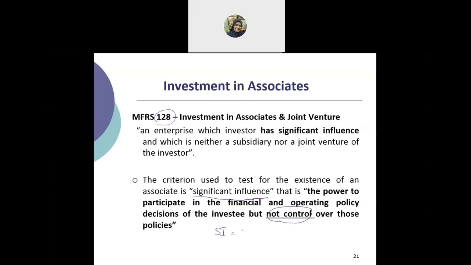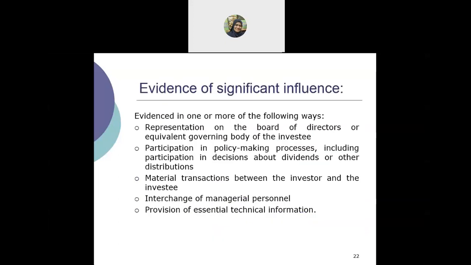Significant influence here is the power to participate in financial and operating policies only. Okay, they can participate in this, but they do not have control. They cannot control that policy. Yeah, okay, they can influence only.